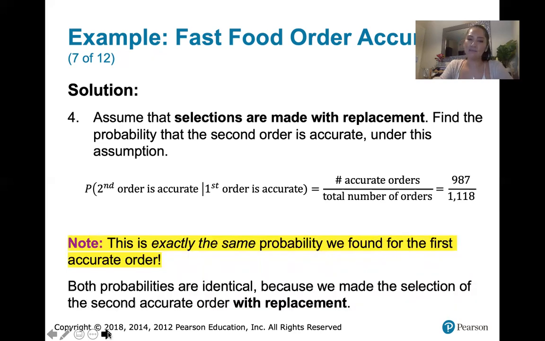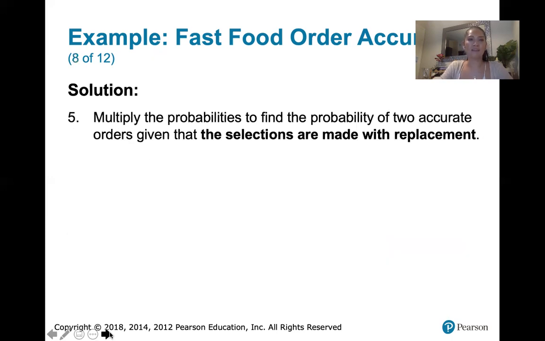We get these same numbers because we're making the selection of that second accurate order with replacement. Yes, it's the fact that we're doing it with replacement that the number of orders in our sort of hat full of orders, if you will, is exactly the same. Okay. Now we want to multiply those probabilities together to find the probability of two accurate orders given that the selections are made with replacement.